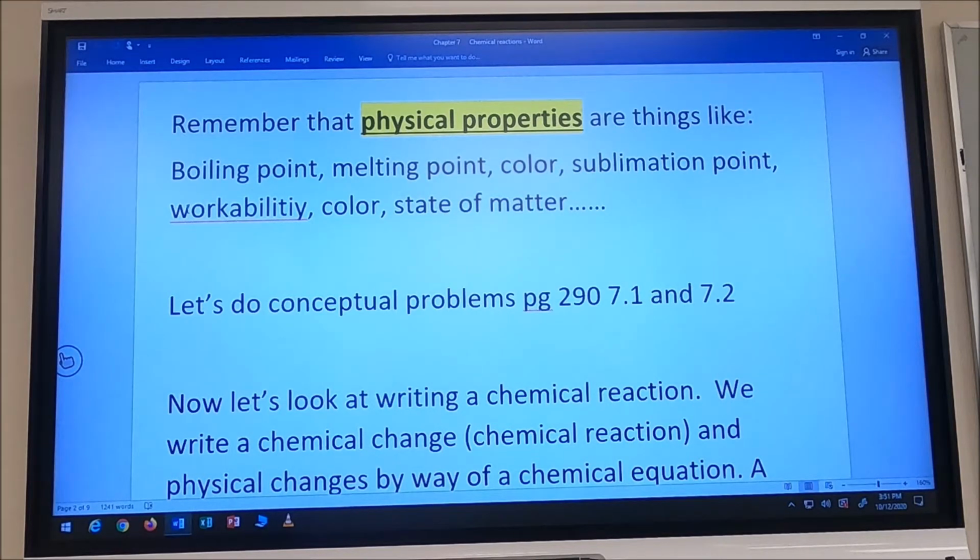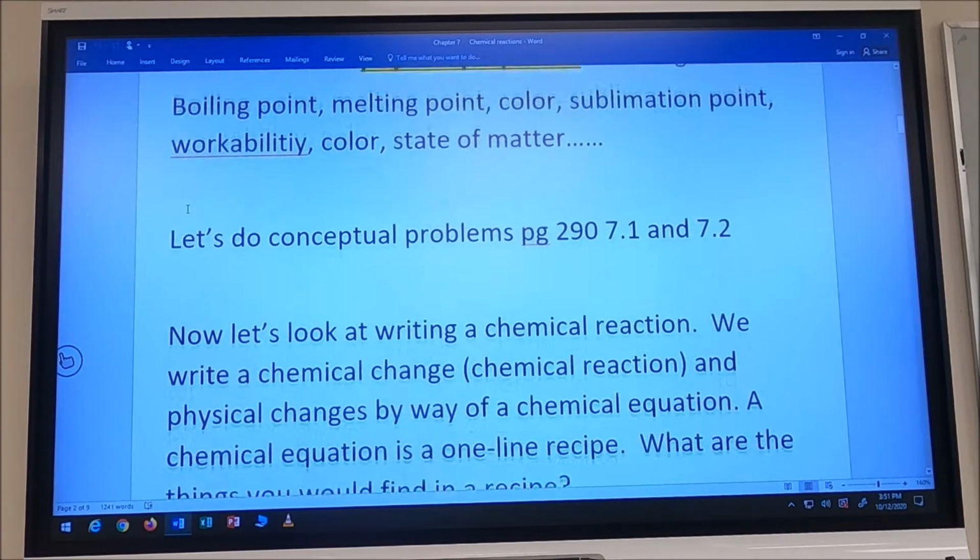Now, we're not going to worry about conceptual problems 7.1 and 7.2. You can look at those. Those are bunny hop easy.